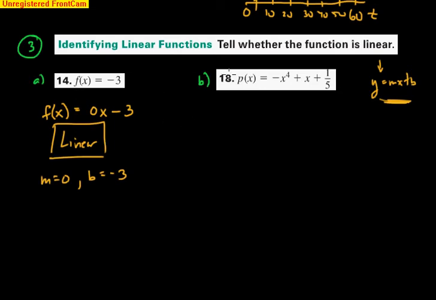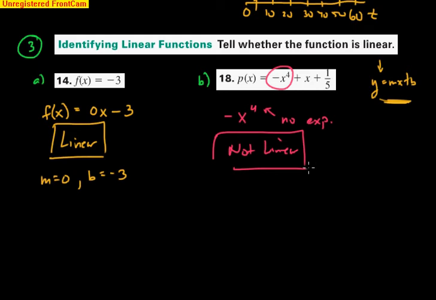Now if you come over here to b, look at b. Can it be written in the form mx plus b? Well, look at this guy. That's an exponent. No exponents allowed. Not linear. If you have an x in this problem, it better be just x, not x squared, not x cubed, not x to the fourth. So this is not linear.